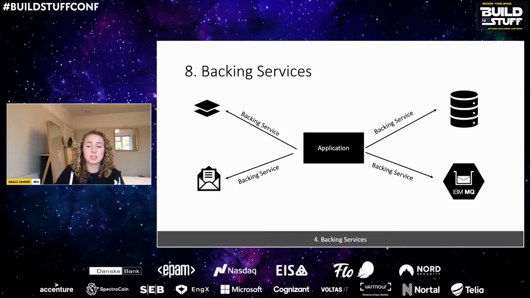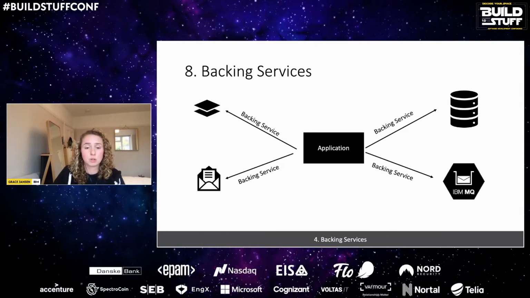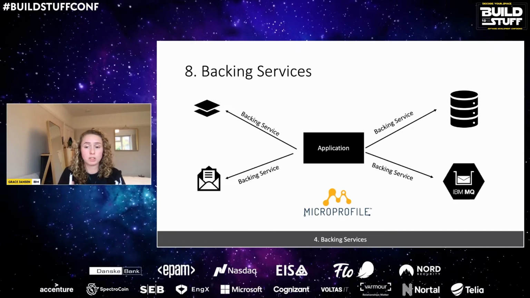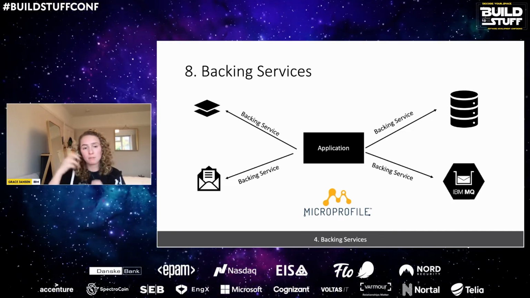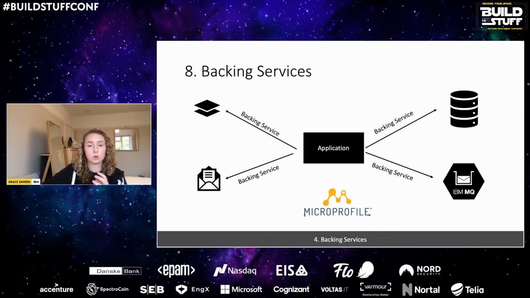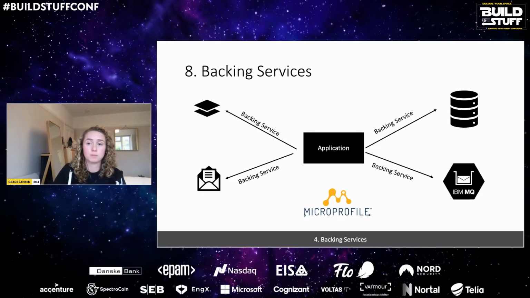How do you do this factor? Well, it's fairly simple. Just treat backing services as attached resources. And again, you can utilize things like MicroProfile Config to be able to help with this by having that externalized configuration, stating the particular URLs where you're connecting to those backing services instead of having it directly within your code.